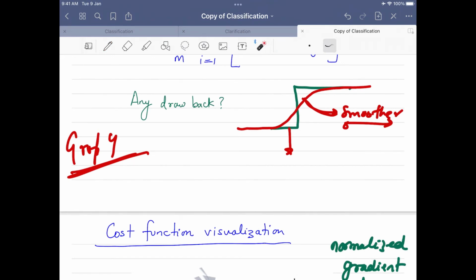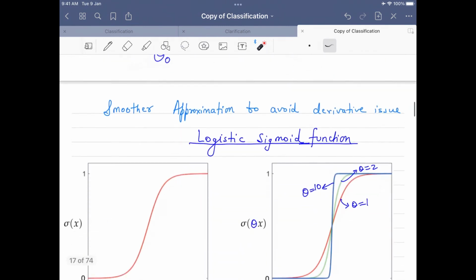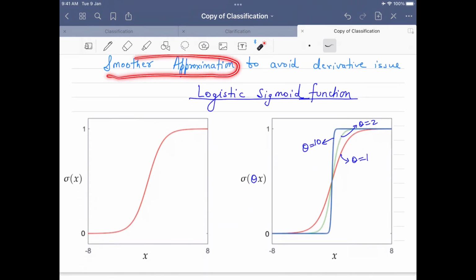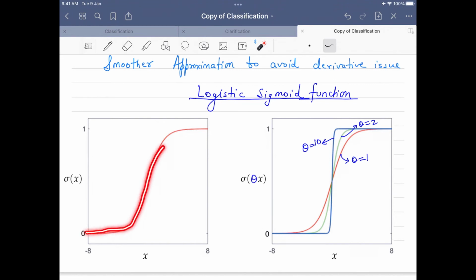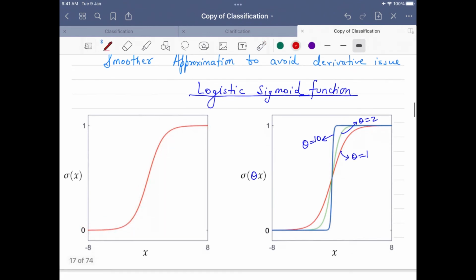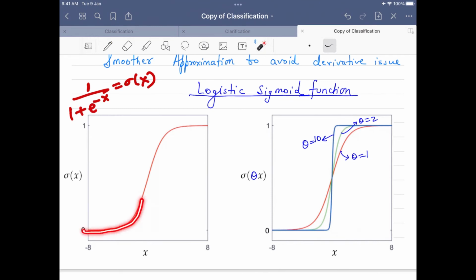So here we have a smoother operation. We are smoothing out the green one, which is highly discontinuous. We are trying to approximate it through a smoother curve, and this is the curve we will use. It is basically a smoother approximation of the step function, and its definition is 1 upon 1 plus e to the power minus x. If you plot this curve, you will get this, a smoother operation compared to the discrete version which looks like this.